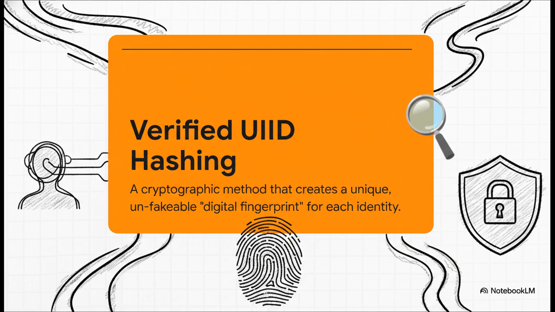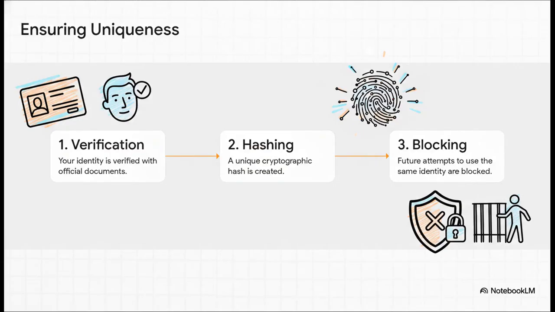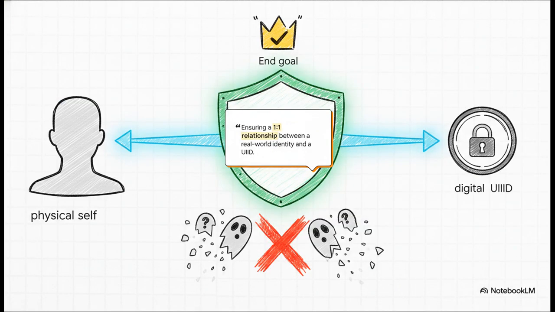Once your identity is confirmed, the system creates this one-of-a-kind signature that just can't be copied or faked. Period. Here's how it actually plays out. First, you verify who you are with, say, a government ID, the usual stuff. Then, the system does its magic and generates that unique hash, your digital fingerprint. From that second on, the system will automatically block anyone, even you, from trying to verify that exact same identity ever again. And the whole point of this is to create this unbreakable one-to-one link between you, the real person, and your digital UID. Just this one change slams the door on a massive category of online fraud.